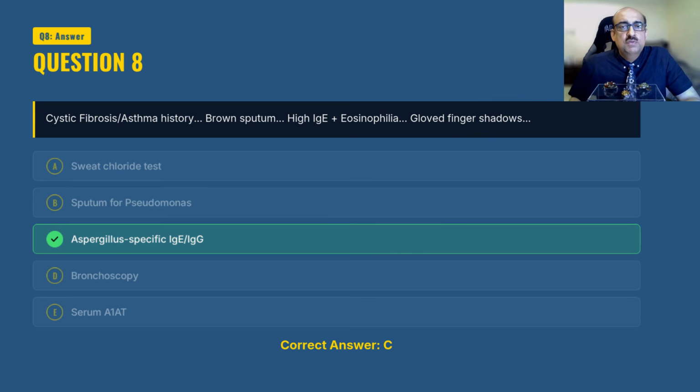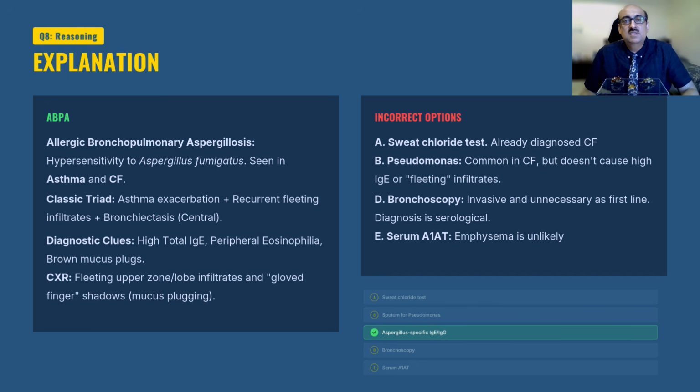So the correct answer for this patient with cystic fibrosis and asthma history, brown sputum, high IgE and eosinophilia, and gloved finger shadows on chest X-ray is Aspergillus specific IgE/IgG. Now this is again an excellent question. Honestly, I like it for many reasons. Let's go through. Okay, so what is the diagnosis? In this patient with a history of cystic fibrosis/asthma, infective respiratory symptoms, brown sputum, he has got high IgE, eosinophilia, etc. So the diagnosis obviously is allergic bronchopulmonary aspergillosis.